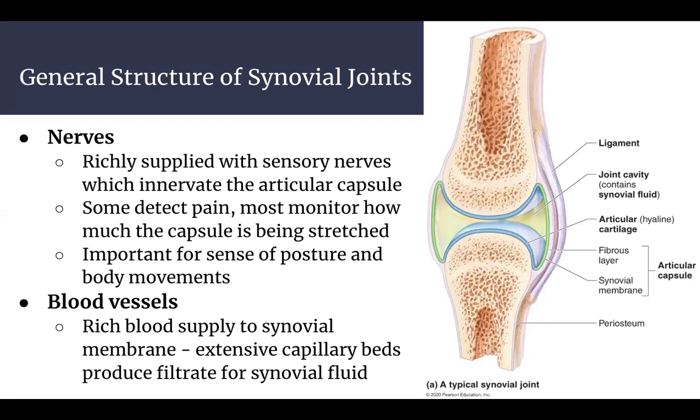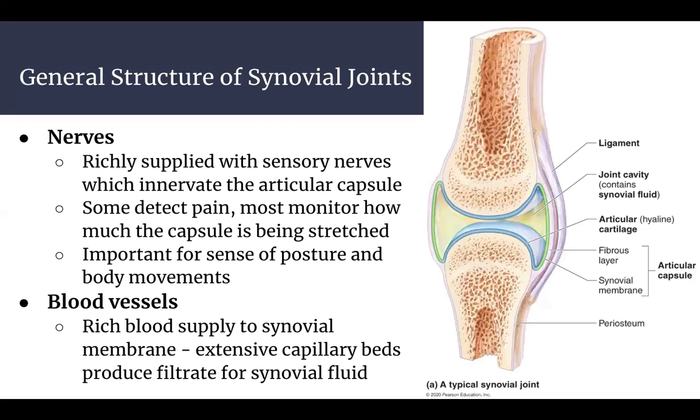So these nerves are able to detect pain, but they're also useful for monitoring how much the capsule is being stretched during our movements. This is really important for sending a signal back to our brain to give us a sense of our posture and our body movements. How are our muscle contractions relating to the position our joints have now found themselves in, giving us that feedback so that we can make the adjustments we need to stay upright, to stay balanced when we're doing our daily activities.